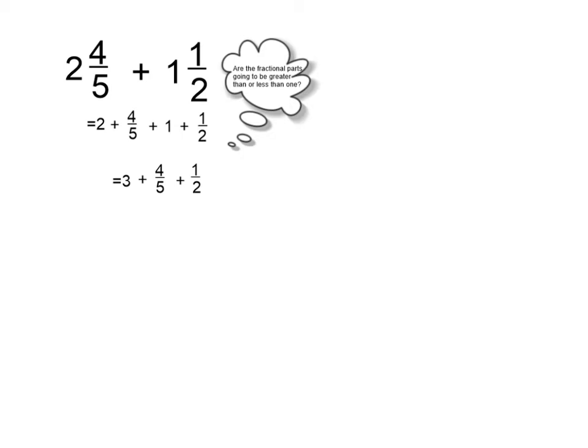So again, what's already been done here for us is they just split 2 plus 4/5 and 1 plus 1/2. Then they just added the whole numbers first, which is going to be our strategy that we're going to continue with. So 2 plus 1 is 3. And then they just keep the fractions, 4/5 plus 1/2.